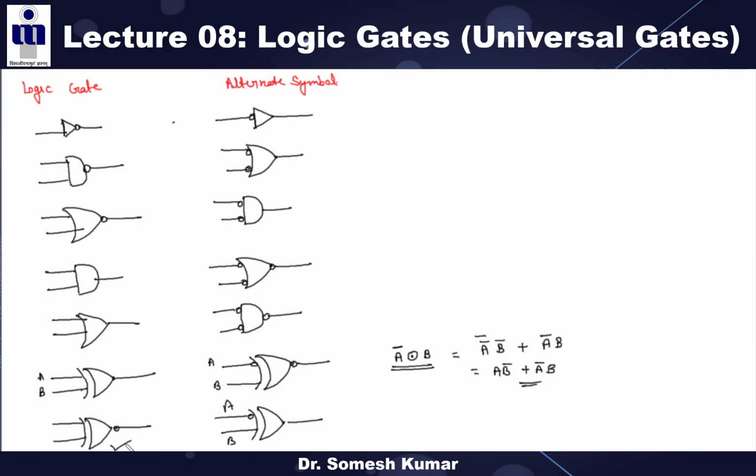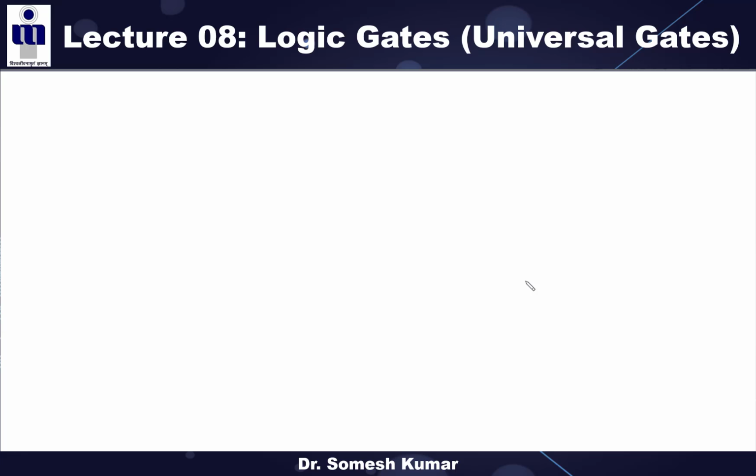Clear? This is your XNOR gate. These are your alternative symbols for all these logic gates. Now we will discuss how your NAND gate acts as a universal gate. I told you NAND and NOR act as universal gates, meaning other gates can be designed from NAND and NOR. Other means all others: NOT, AND, OR, NOR, XOR, XNOR. So these gates we can design from NAND and NOR. Now tell me how we can design your NOT gate using NAND.